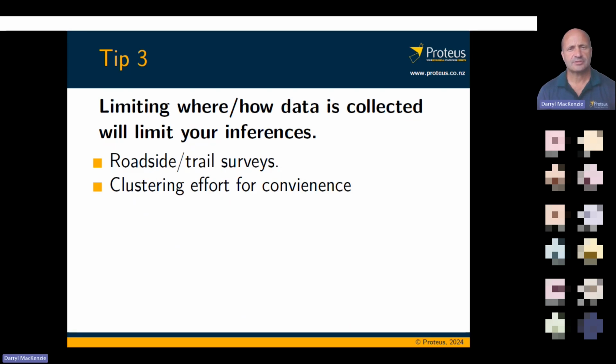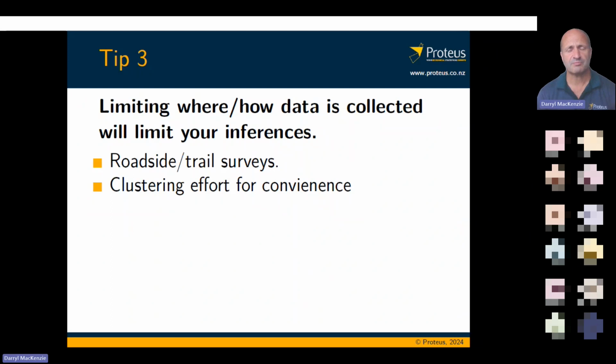Another aspect to that is, sometimes it's really hard to get our effort spread well across large geographic areas. And so oftentimes people, to make life a bit more convenient, may cluster their effort. So instead of going out to 100 independently placed point counts across a region, they may decide to put out 10 transects, and along each transect they do 10 point counts. So that's some form of clustering of our effort across the landscape.